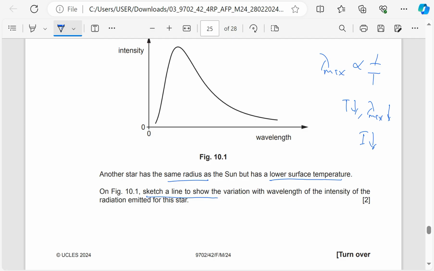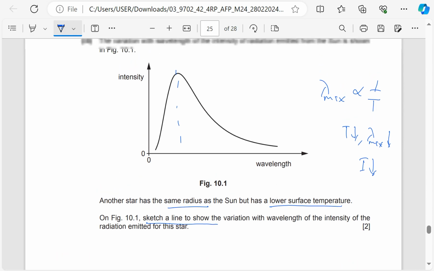So first of all, if this peak is here, the other peak should be on the right-hand side because it's of a higher wavelength, and wavelength is inversely proportional to temperature, and the peak is going to be smaller and even flatter. So I'll draw something like this. Okay, that is going to be the peak.